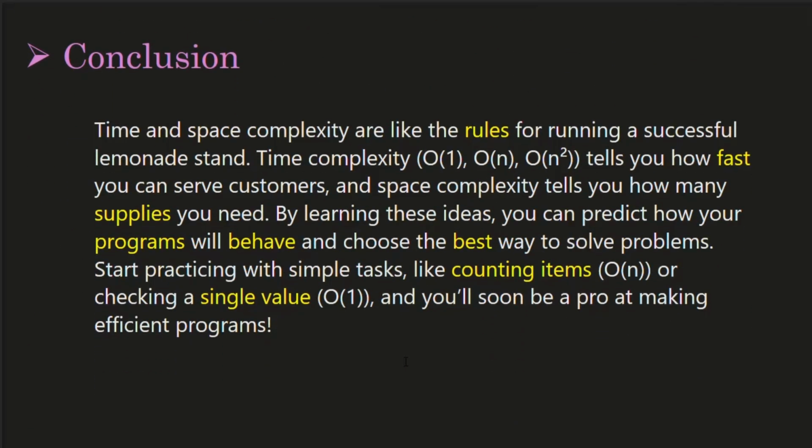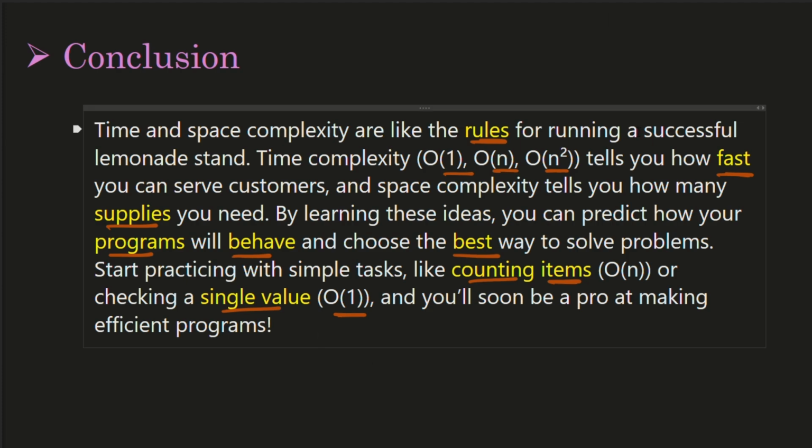Conclusion. Time and space complexity are like the rules for running a successful lemonade stand. Time complexity, O of 1 to O of n squared, tells you how fast you can serve customers, and space complexity tells you how many supplies you need. By learning these ideas, you can predict how your programs will behave and choose the best way to solve problems. Start practicing with simple tasks like counting items, O of n, or checking a single value, O of 1, and you'll soon be a pro at making efficient programs. Keep experimenting and have fun building programs that run as smoothly as a perfect lemonade stand.